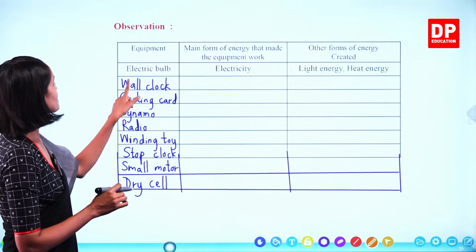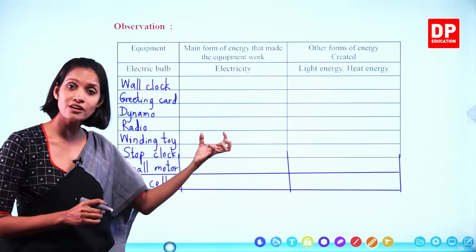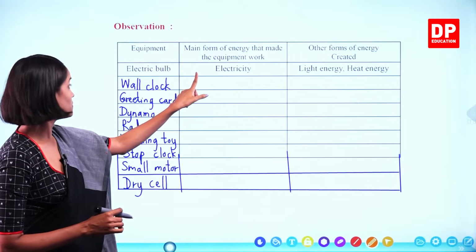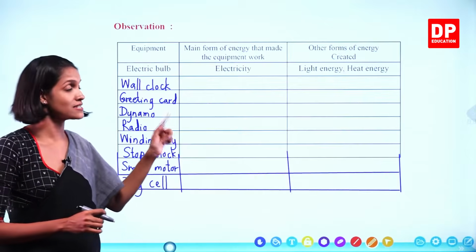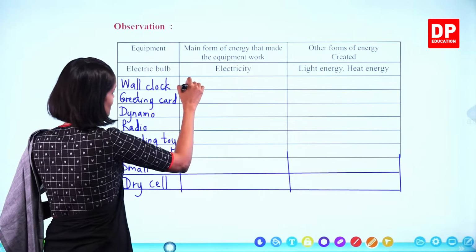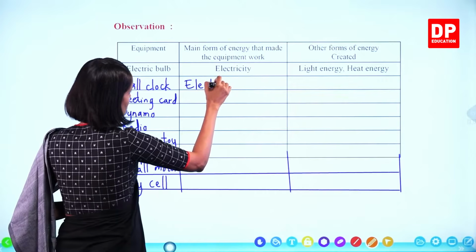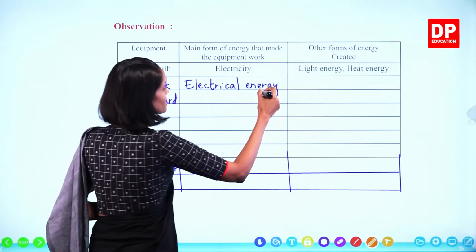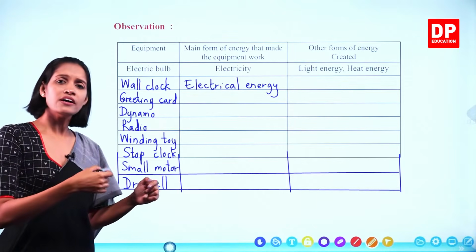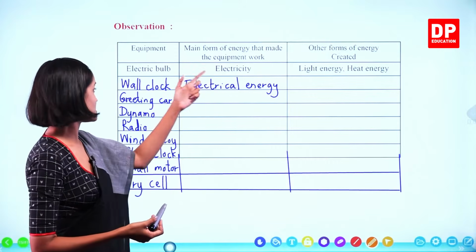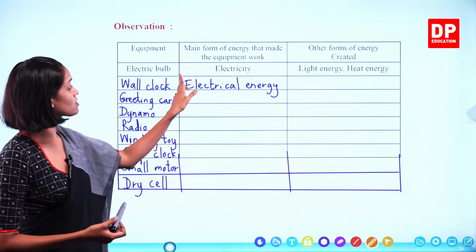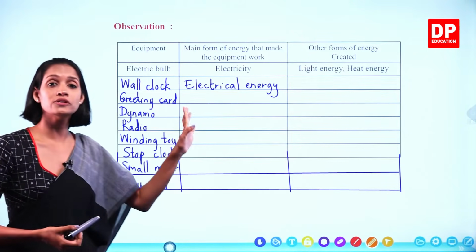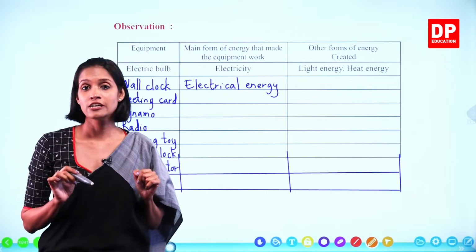Okay. So when we consider the battery powered wall clock, they use dry cells. So what is the main form of energy that made the equipment work? Because dry cells supply electricity, electrical energy. So what are the other forms of energy? Are there any other forms of energy created here? Now you all know that because of the electrical energy supplied by the dry cells, this wall clock starts to work, which means the arms move, right?